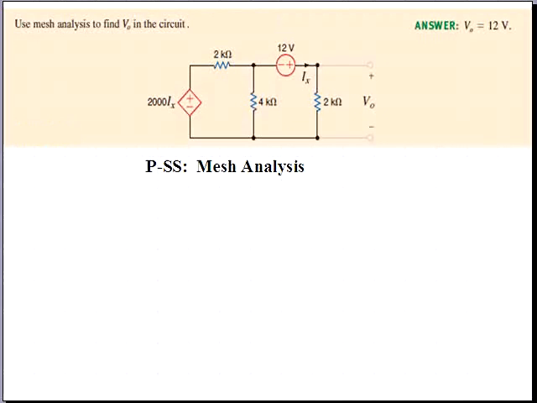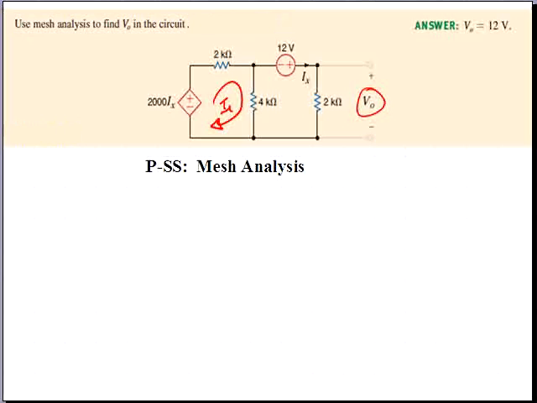This is Learning Assessment Problem 3.19. The problem-solving strategy to be applied here is that of mesh analysis. We're asked to find the voltage V sub O appearing across this 2K resistor. In the mesh analysis approach, we're going to label some mesh currents.